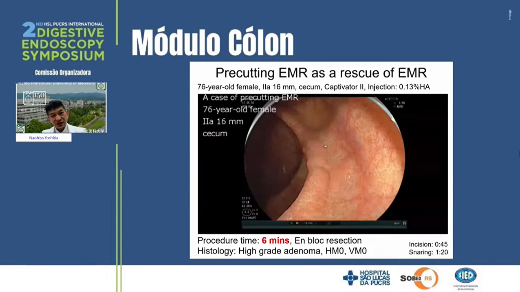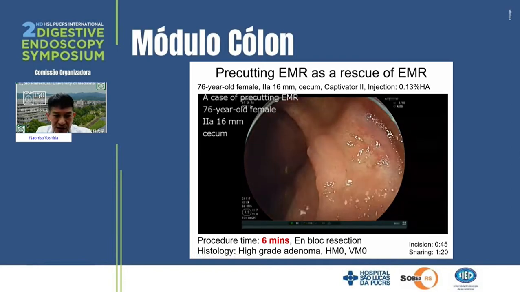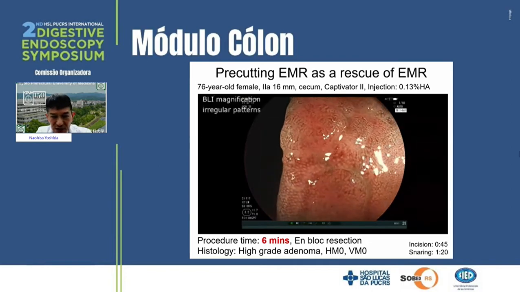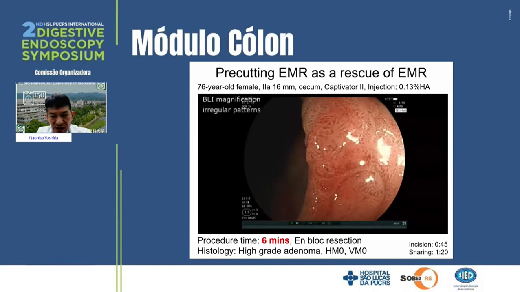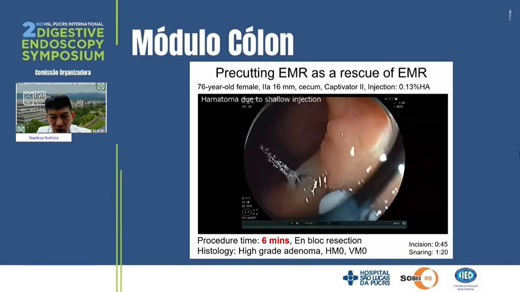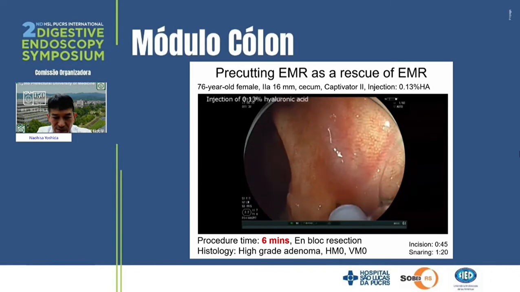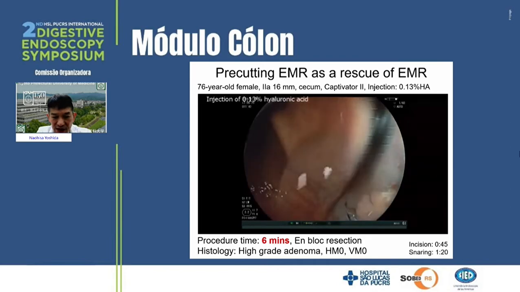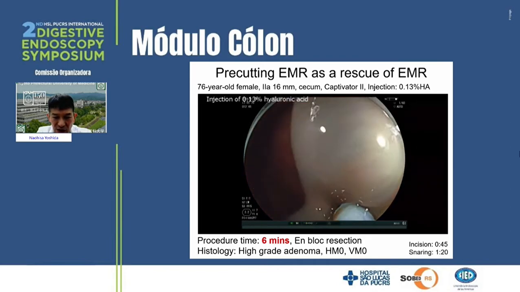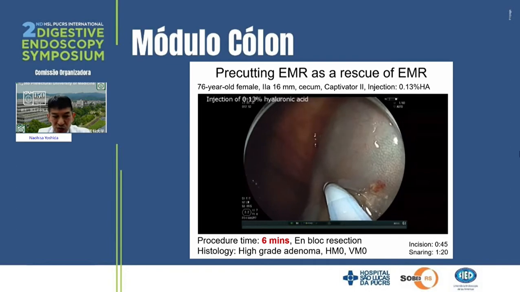I'd like to show another precutting EMR case as a rescue of EMR. So this is a lesion 16 millimeter in size on the cecum. And first we performed BLI magnification like that, and we diagnosed it as adenoma. And we tried EMR. However, as you can see, hematoma happened in several areas. So elevation was not achieved enough. So we tried precutting EMR.